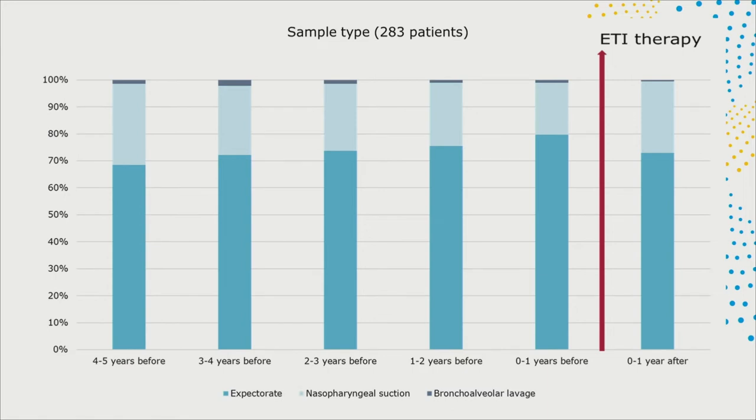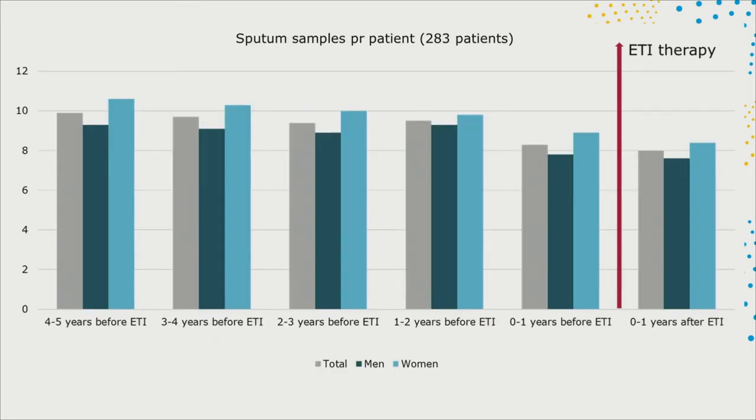But in Denmark, we initiated ETI therapy in the same year as we saw the coronavirus pandemic. And because the patients are coming to the clinic and getting the medication directly in the clinic, we had an opportunity to see them anyway. So we don't have a lot of missing data due to the pandemic. These are the overall numbers of sputum samples, where you can see that on average there's around 20 sputum samples per patient with a slight non-significant decreasing tendency.